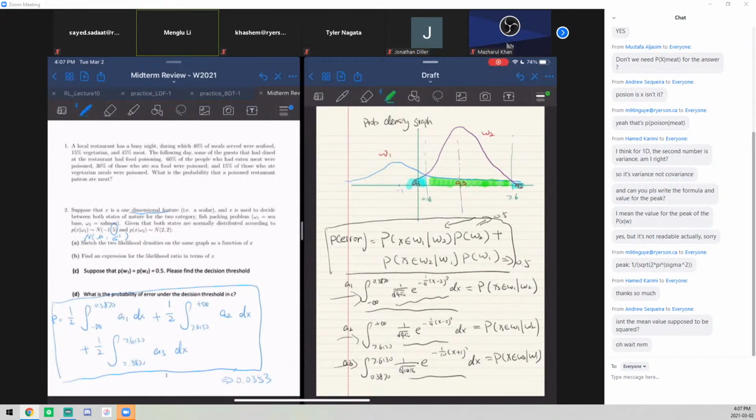So every time we want to find the probability of error, we just go to the graph to see which part of error is being misclassified. Any question about this question?